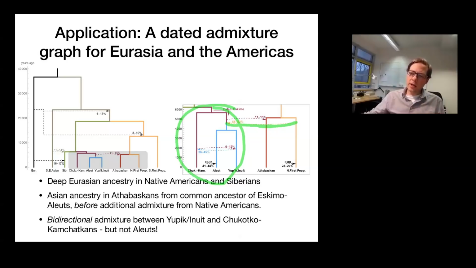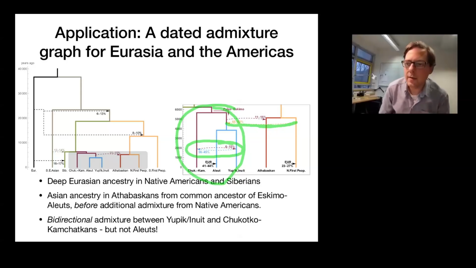Then very intriguingly, we find a more recent mixture event. This was actually detected by Pavel Flegontov, ESGI's supervisor, with another method that we have now integrated into this model, and it makes a huge amount of sense.